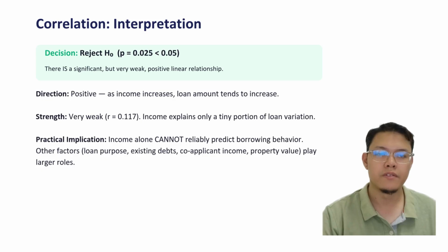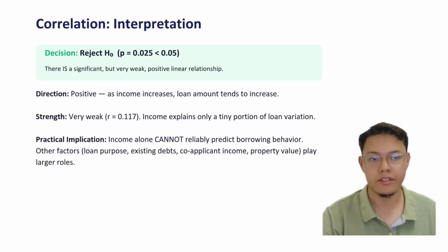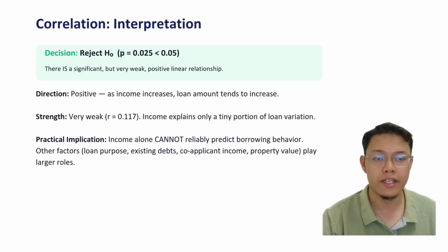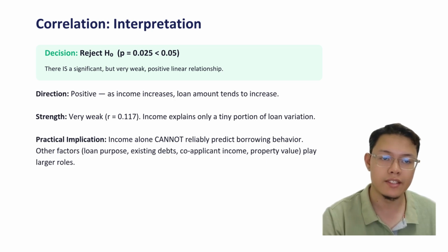Since the p-value of 0.025 is less than 0.05, we reject the null hypothesis. There is a statistically significant relationship between income and loan amount. However, the keyword here is weak. The direction is positive, meaning as income increases, loan amount tends to increase as well. But the strength is weak. With R at only 0.117, according to the correlation strength guideline, anything between 0 and 0.19 is considered very weak.